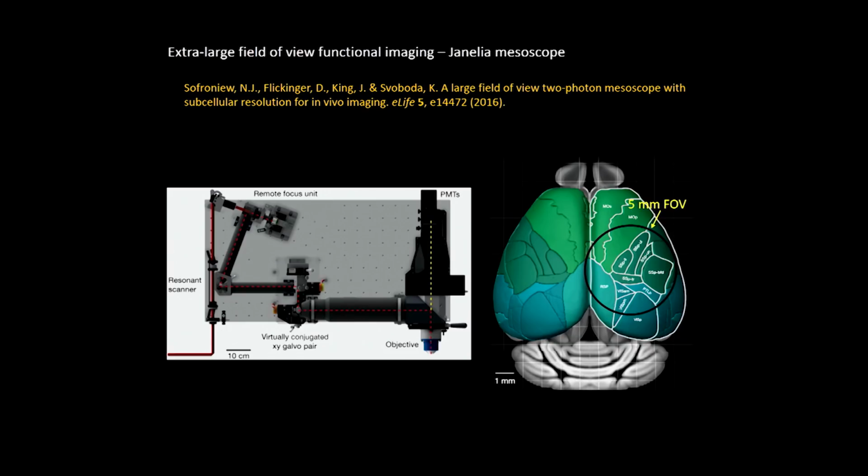One particular microscope that is of interest here is a mesoscope that was designed and built by the group of Karel Svoboda at Janelia Farm. This microscope has a very large field of view, about 5 millimeters, which covers about 50% of a hemisphere of cortex. I also want to mention that there's a remote focusing unit there, which allows them to very rapidly move the focus in the Z direction.